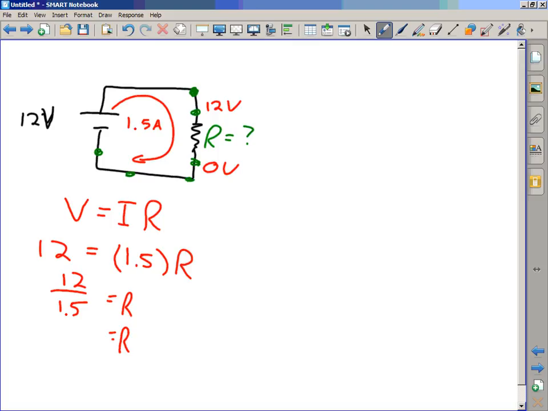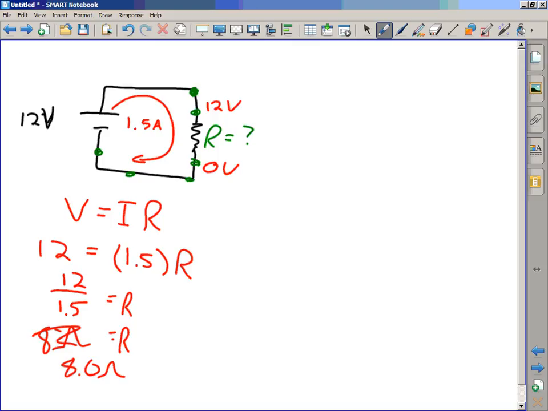12 divided by 1.5 comes out to be 8. Oh, I need more sig figs. 8.0 ohms for 2 sig figs.